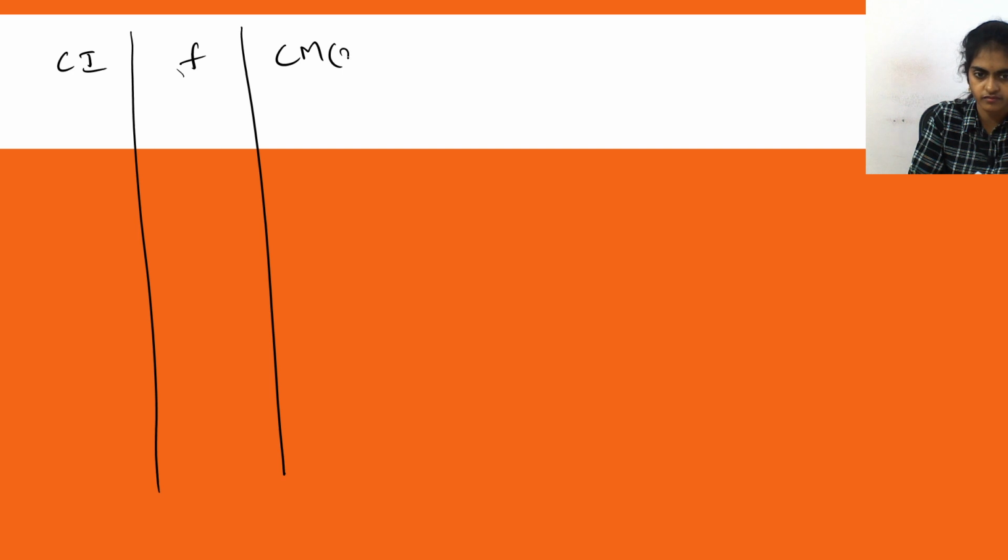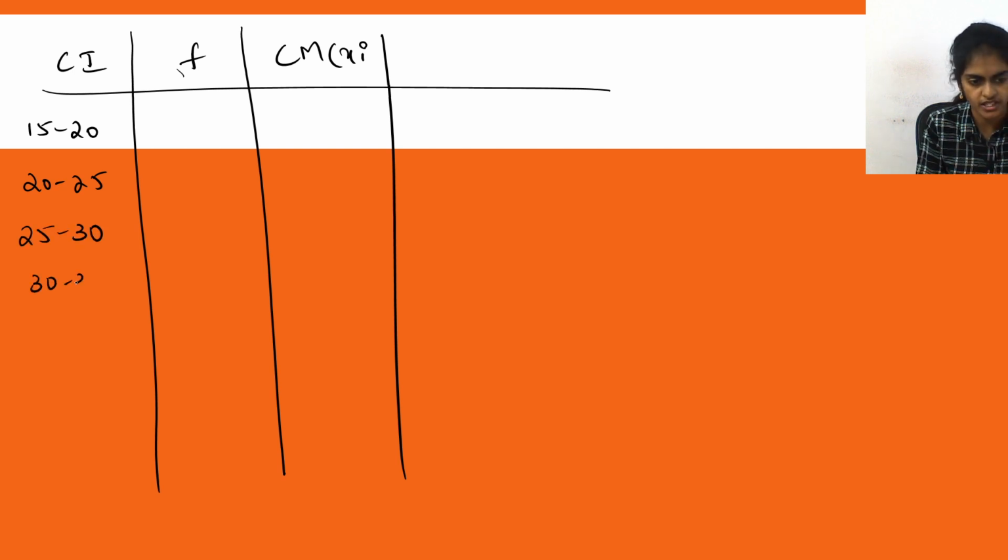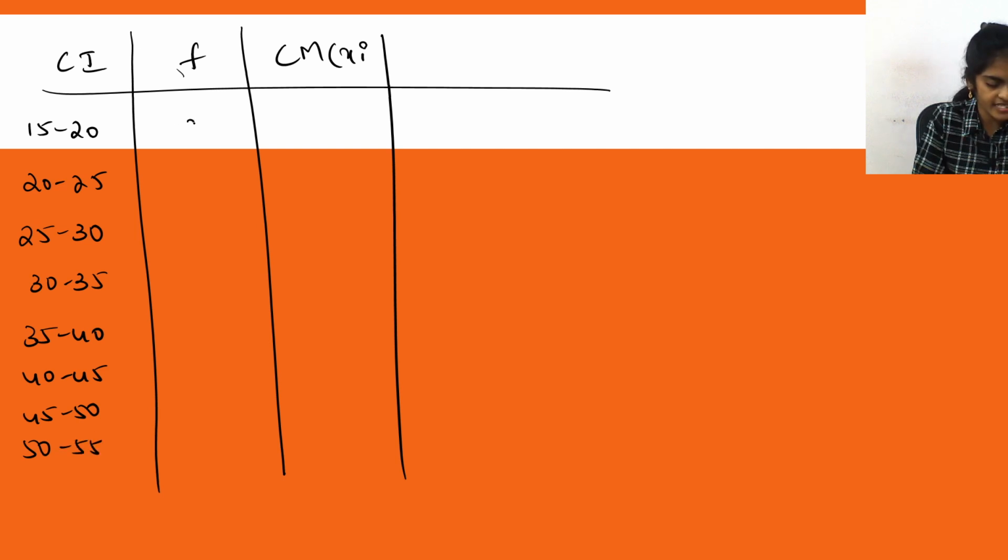Let us find the mean. To find the mean of the data, I need the class interval, I need the frequency, I need the class mark, which is nothing but xi. Let us find these values first. The class interval is given here in the question. So the class intervals are 15 to 20, 20 to 25, 25 to 30, whatever is given in the question. 30 to 35, 35 to 40, 40 to 45, 45 to 50, 50 to 55. And the frequencies are 3, 8, 9, 10, 3, 0, 0, 2.